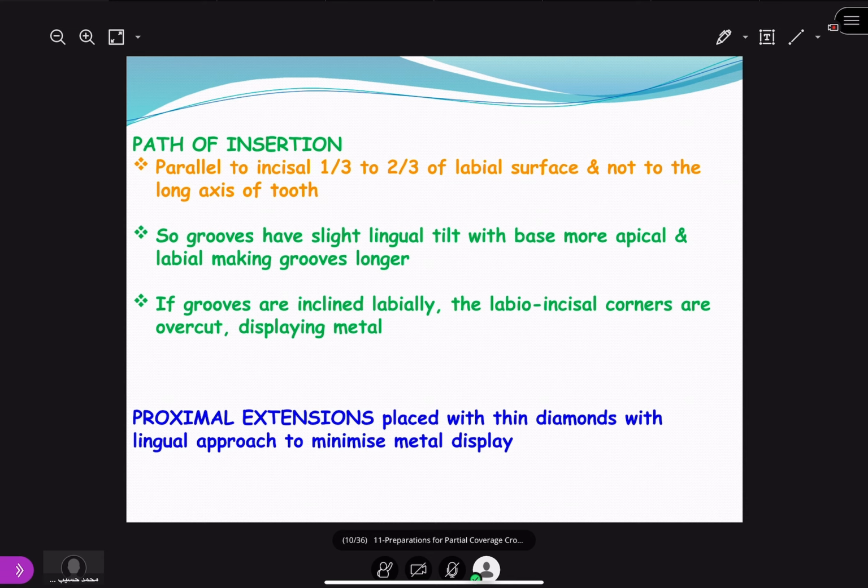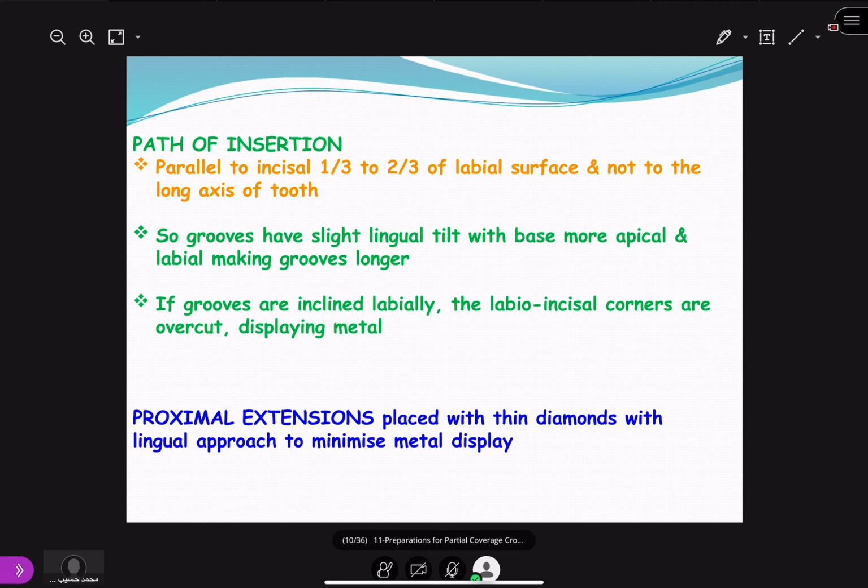As you see, the anterior teeth are present in two planes. So the incisal half is in a different plane, the cervical half in a different plane. The cervical half is nearer to the long axis of the tooth. So when we design the tooth preparation, the path of insertion should be parallel to the incisal one third to two third of the labial surface, not to the long axis of the tooth. So the groove should have a slightly lingual tilt.